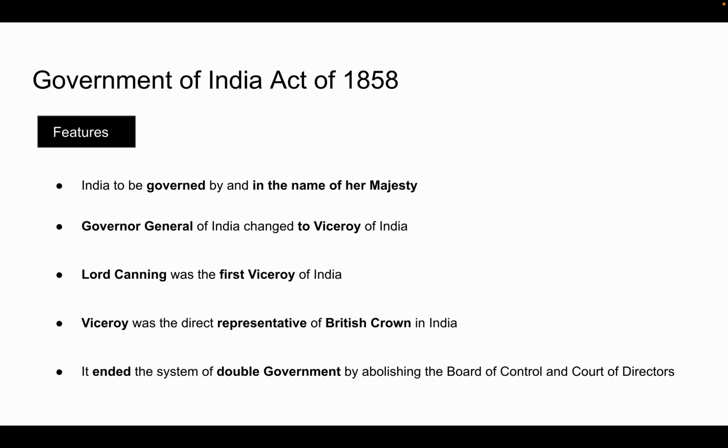Viceroy was the direct representative of the British Crown in India. Another feature of this act was that it ended the system of double government. So what is the system of double government? If you remember, in Pitt's India Act, the East India Company's functions were divided into two parts. The first part was the Court of Directors, which handled the commercial aspect. And the second part was the Board of Control, which handled the political aspects. So this act of 1858 abolished the system of double government. But which act brought the system of double government? Pitt's India Act of 1784.